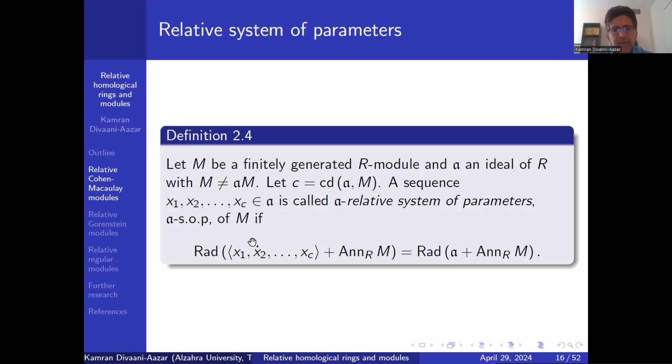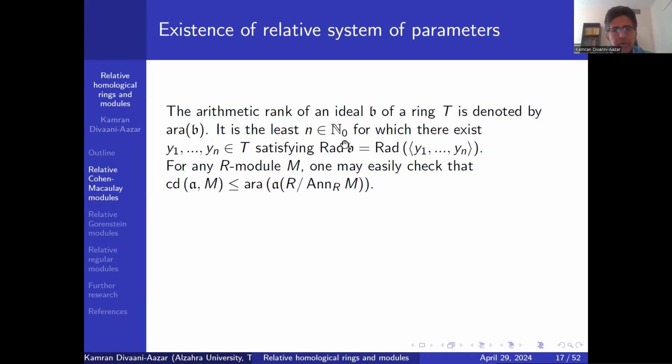So the bad thing about this definition is that the ordinary system of parameters always exists, but a relative system of parameters may not exist. So we need a characterization for knowing when they exist. Here we are prepared to give that characterization.